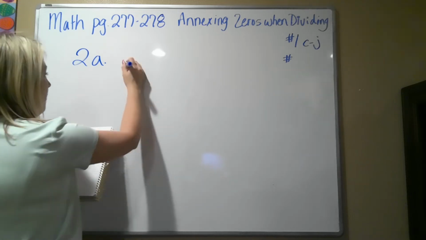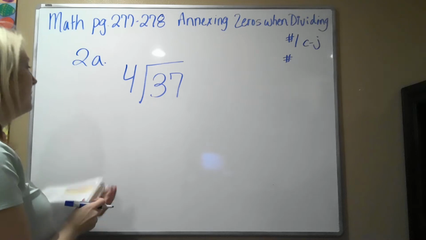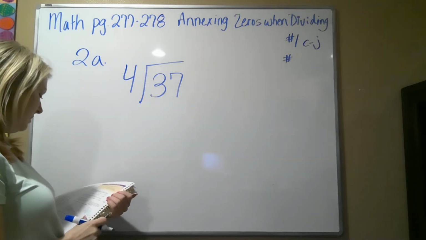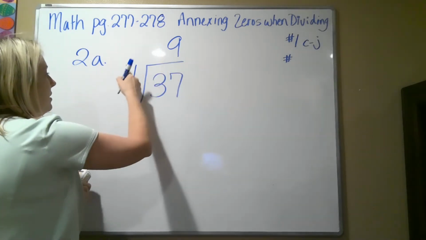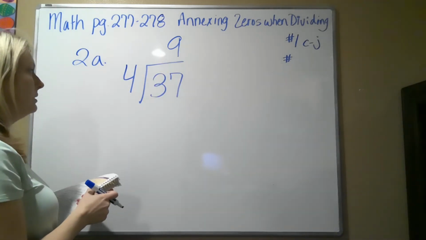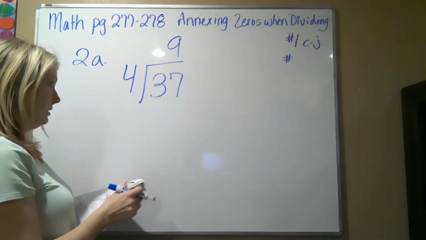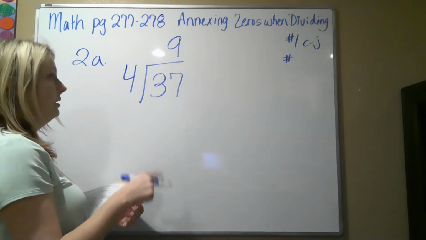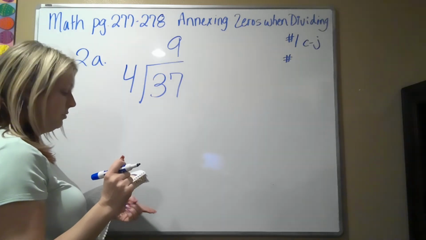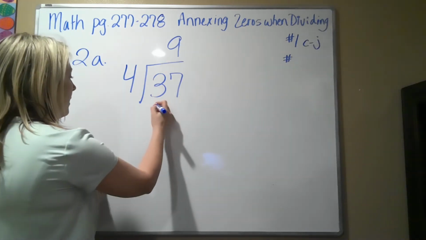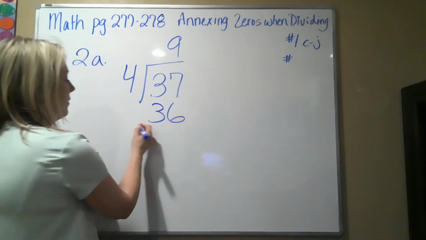So we're going to have 4 goes into 37. How many times does a 4 go into 37? 9 times. 9 times 4 is 36. Sorry, my brain isn't working. Give me a second. Okay.